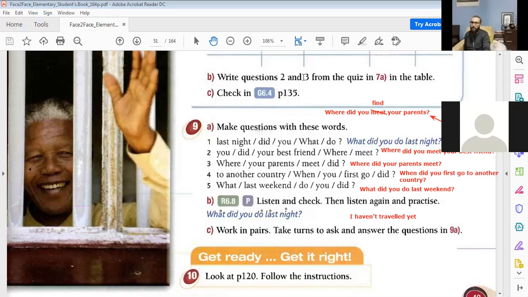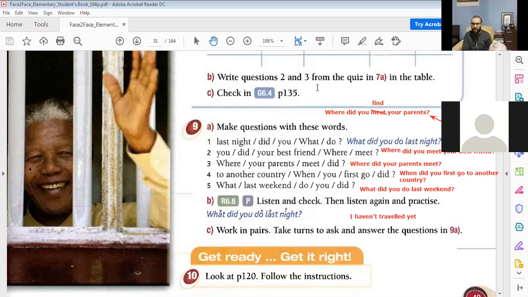Okay, very good. But do we say I visit my sister? Or do we say I? It's in the past, right? What's the past of visit? Visit plus ed. Yes, correct. So I visited. Very good. I visited.